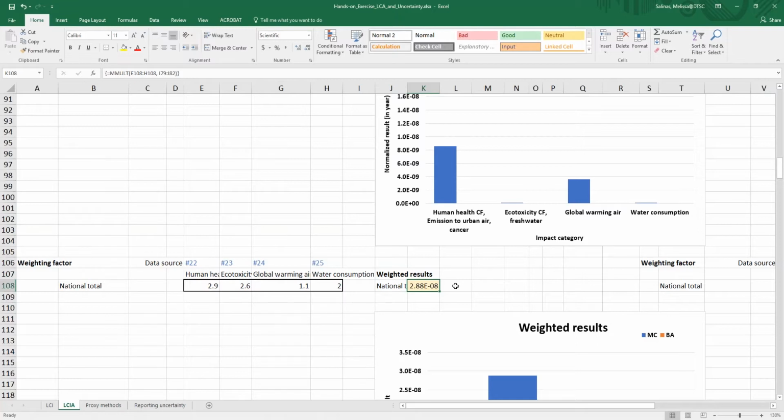So basically, we are distilling the elementary flow information into impact scores, aggregating them into impact numbers. Obviously, while we are doing that, we are losing information because these weighting factors are uncertain, normalization references are uncertain, all those things. But for decision making, sometimes we have to make those decisions based on the trade-off situation. Then normalization and weighting could be one of the approaches.